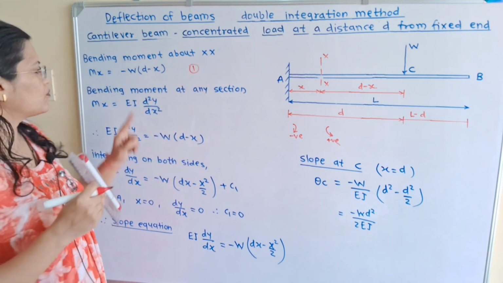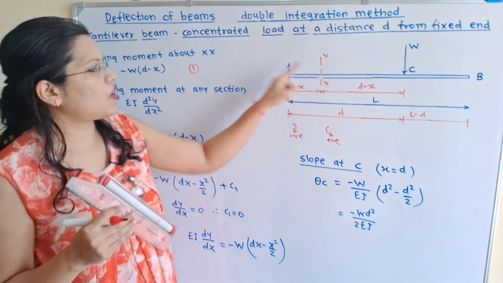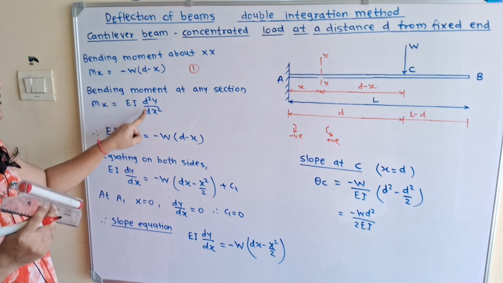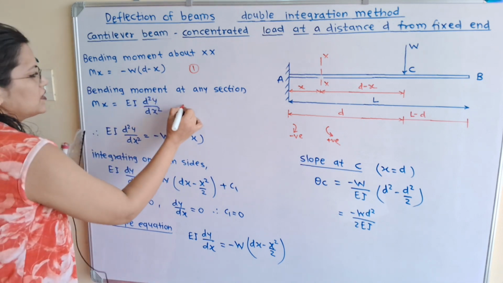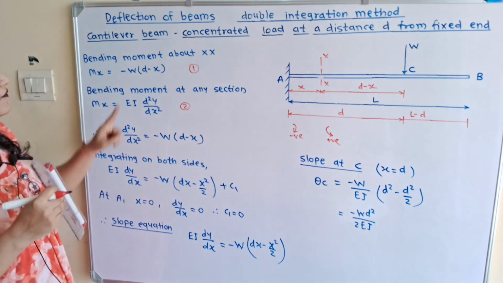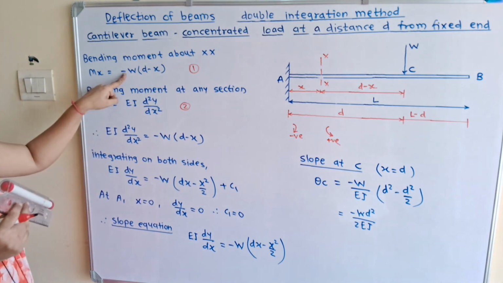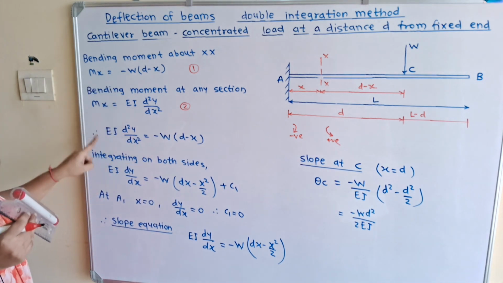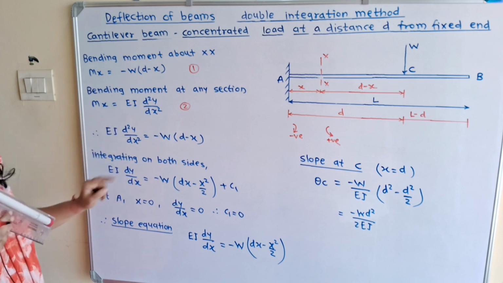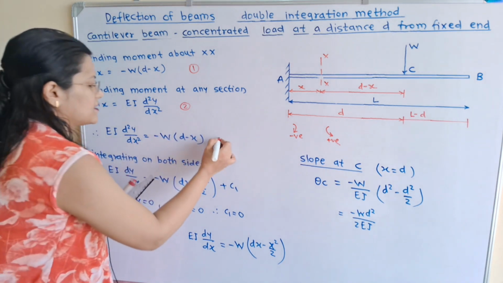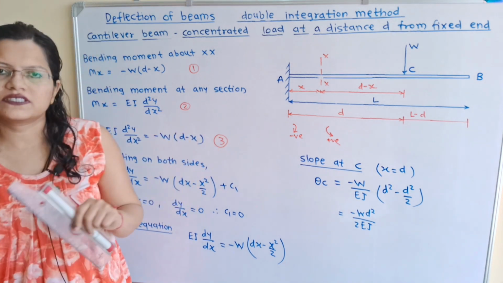Now we have the formula for bending moment along any section, and it is EI d square y by dx square. So this is equation number 2. If we observe, equations 1 and 2 are equal, so we will equate the right hand sides. So EI d square y by dx square is equal to minus W (d minus x). This is equation number 3.